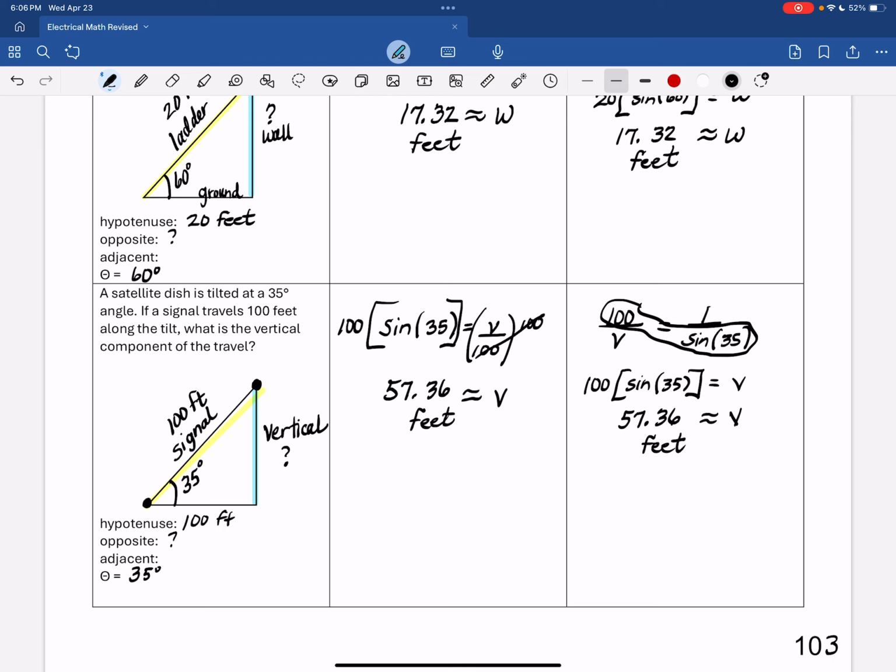The point here is that both the sine function and the cosecant function are getting us to the same answer. They are reciprocals of each other.